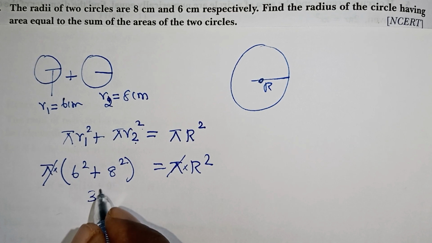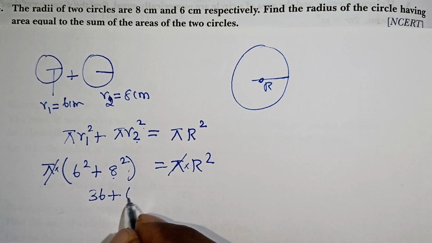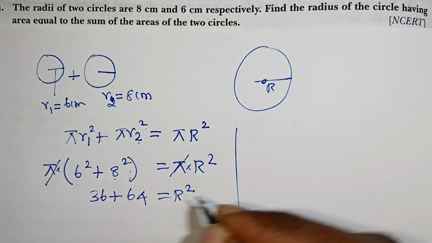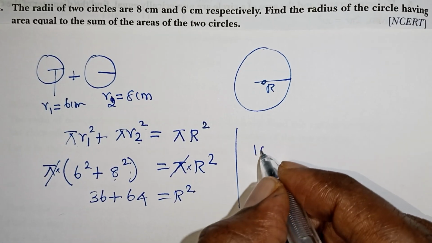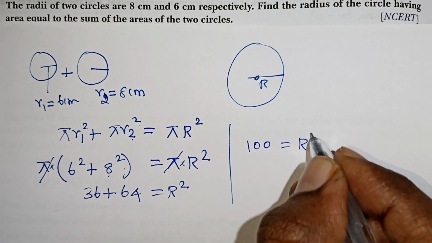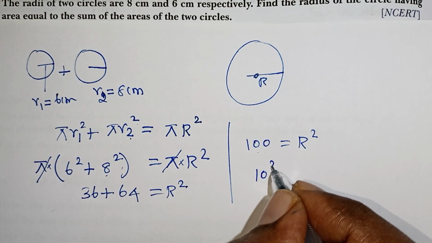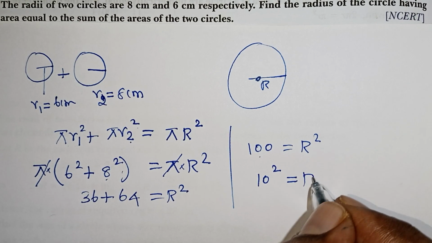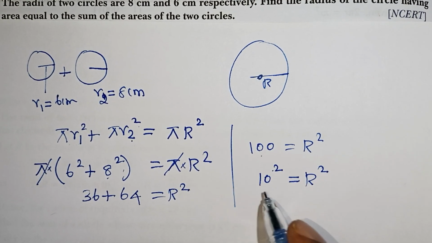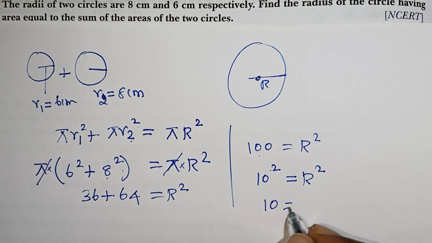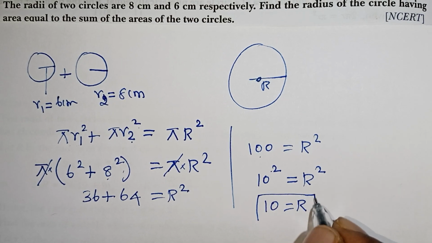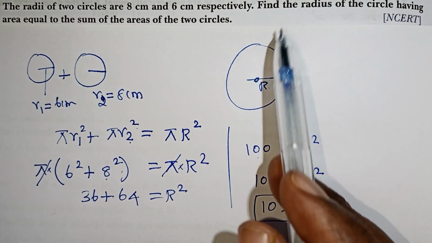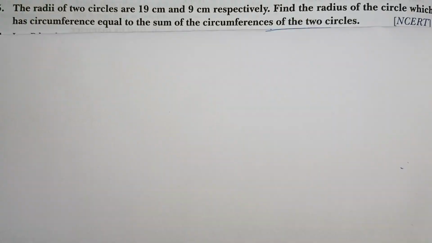6 squared is 36 and 8 squared is 64, which is equal to capital R squared. Now 36 plus 64 will give us 100, which is equal to R squared. 10 squared is nothing but 100, so 100 can be written as 10 squared, which is equal to R squared. So the powers are equal, the bases are also equal, so 10 is equal to capital R. So the circle will have a radius of 10 centimeter. Then only the given condition will get satisfied.